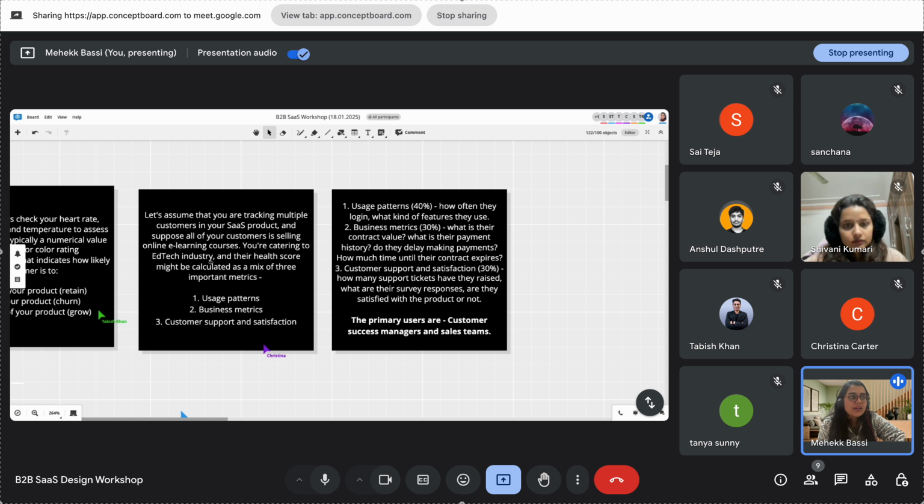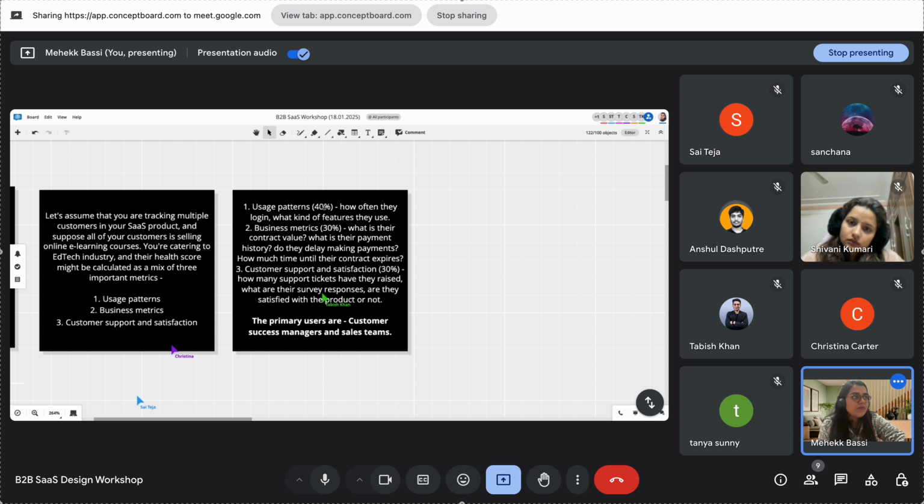Now how do we rate them here? Usage patterns can be 40%: how often they log in, and what kind of features they're using. The business metrics contribute 30%: what is their contract value, what is their payment history, do they delay making payments, and how much time is left until their contract expires. And customer support and satisfaction is again 30%: how many customer support tickets have they raised, what are their survey responses, and are they satisfied with the product or not. So here your primary users are the customer success managers and maybe the sales team.